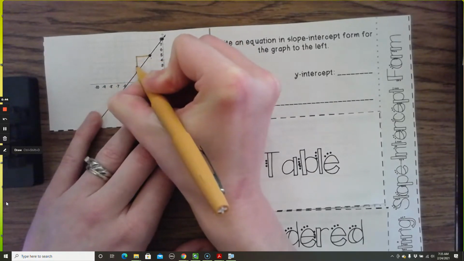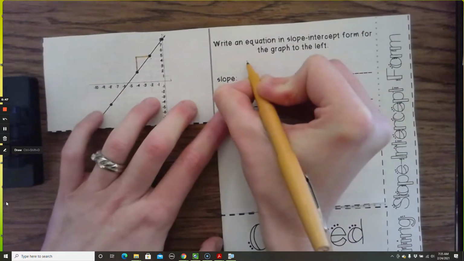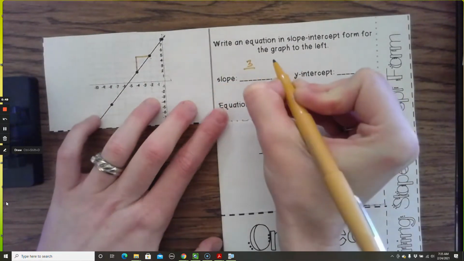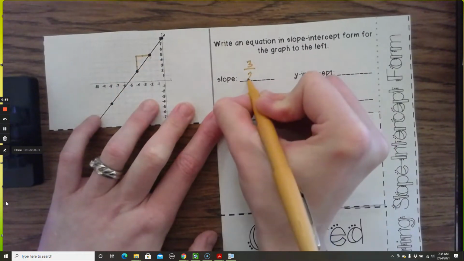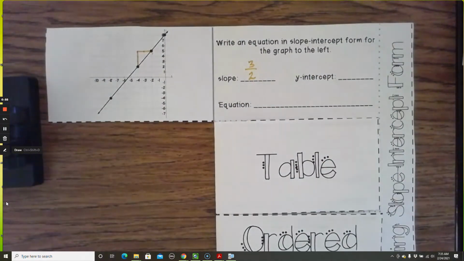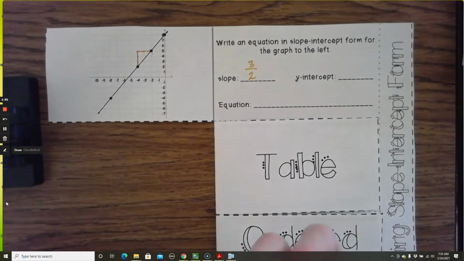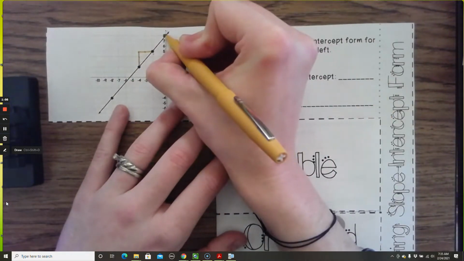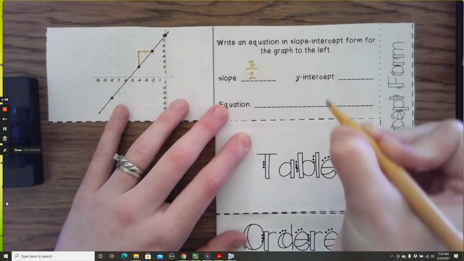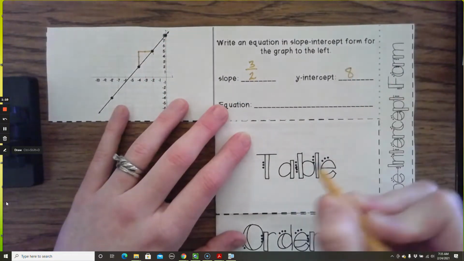So here I went up 1, 2, 3. That would be my numerator of a fraction. And then I went over 1, 2. And that would be my denominator of the fraction. We can simplify these down, but we're just going to leave it as 3/2 in this case. The y-intercept is where this line crosses the y-axis, and we can see that point clearly marked up here at 8. So 8 is our y-intercept.